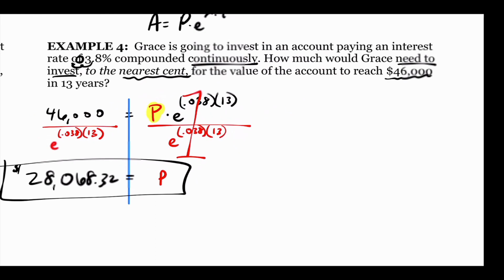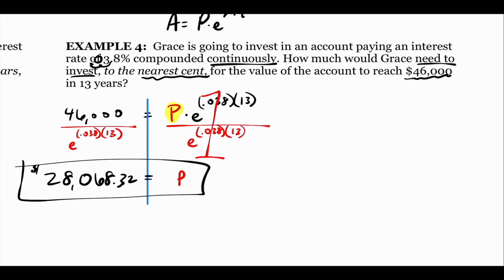That's how much Grace would need to start with. Grace needs to start with that in order to make $46,000 within 13 years. If you're trying to save for something, it makes sense without having to borrow.